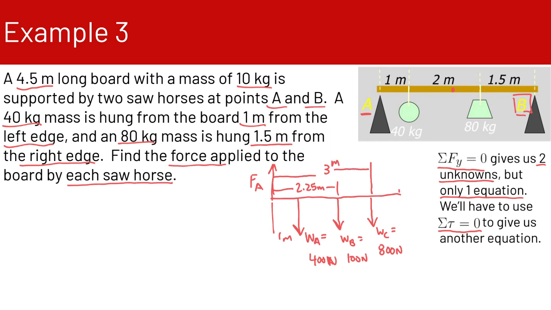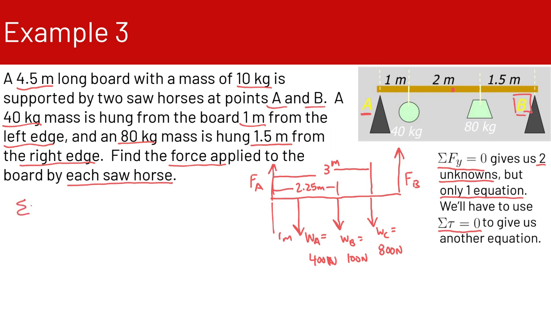And then finally we have this last force, which we're calling force B. So we have force A, that's the sawhorse. We have weight A, weight B, weight C, and then we have force B. Okay, so we're going to use the sum of forces in the y direction equals 0 to start us off.